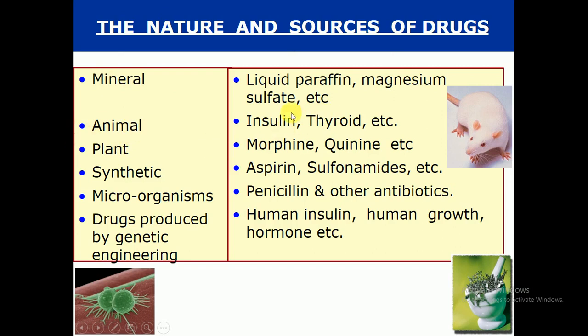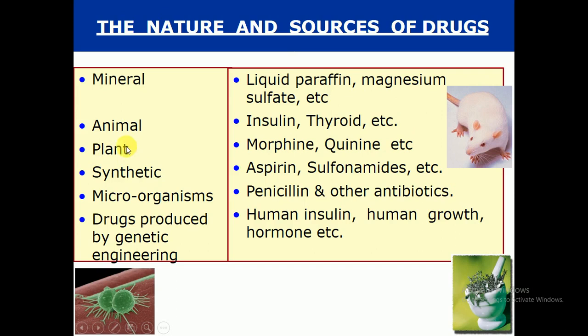While animal source includes insulin. As we know, insulin is a hormone secreted by the beta cells of the pancreas. So this is from animal source. Insulin can be injected from the outside, so it may be in the form of drugs, while thyroid extracts, thyroxine, etc. are also from animal source.